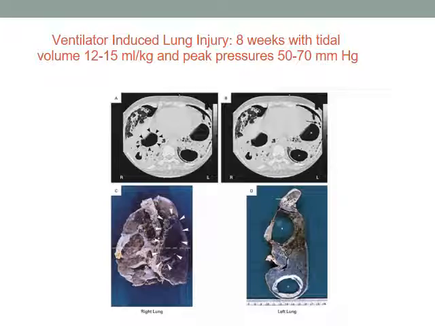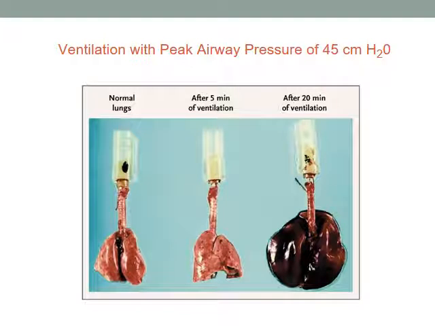And this is what happened to the lungs. You blew them out, you had pneumatoceles, they were absolutely destroyed. If you take rats and remove their lungs and hook them up to high pressure ventilation ex vivo, out of the rat, in just a short period of time, this is 20 minutes, that lung, instead of looking like a lung, just looks like a beat up piece of liver. And it's not hard to imagine that lung's not going to work very well.